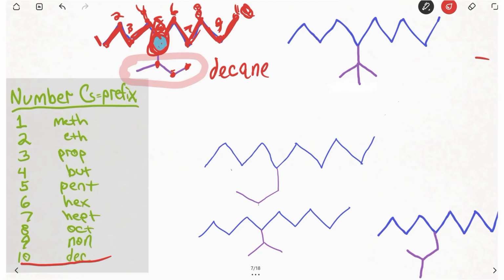Okay, this next one over here, we have 1, 2, 3, 4 carbons before you get to the split. And on the other side, we have 1, 2, 3, 4, 5 carbons before you get to the split.